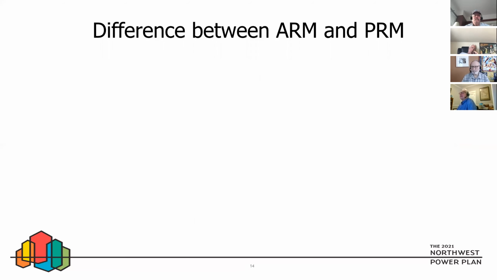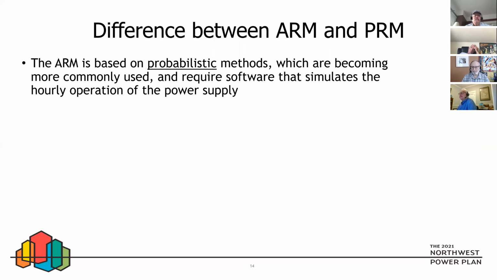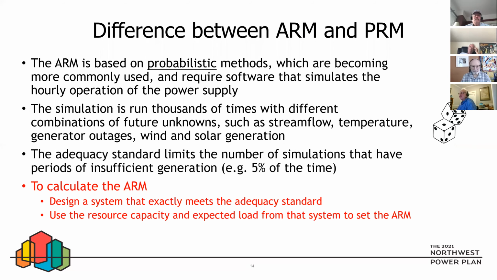Now the ARM is based on probabilistic methods, and I can skip a couple of these. Basically, to calculate the ARM, we design a power supply that exactly meets the adequacy standard. And then from that power supply, we extract the resource capacity and the expected load and see what that number is, and that becomes our target for the adequacy reserve margin. And that gets fed into our system expansion planning model, the regional portfolio model. In that model, it will build resources for two reasons: if the resource is economic, or if it needs a resource to meet the ARM threshold. So in a nutshell, that's how we do it.